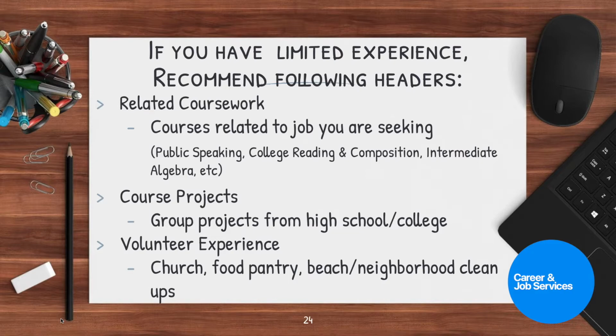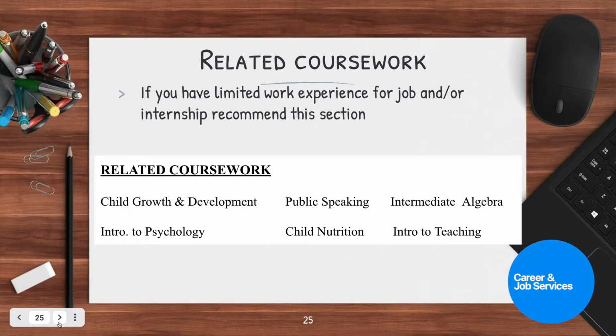For this type of position, you want to highlight college courses that you have taken at ELAC where you have learned that skill set. Some college classes you can highlight for a sales associate job would be public speaking, college reading and composition, and/or intermediate algebra. Again, you want to list courses as they relate to the position. It is very important you list the course title. You don't need to list the grade you received or the name of the professor. 4 to 6 courses is the recommended number of courses to list. So this is an example of how your courses would be listed in this section.